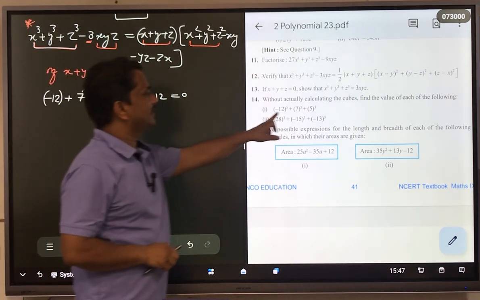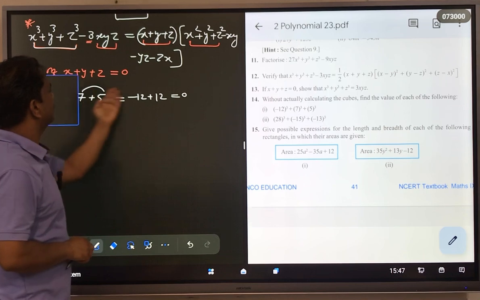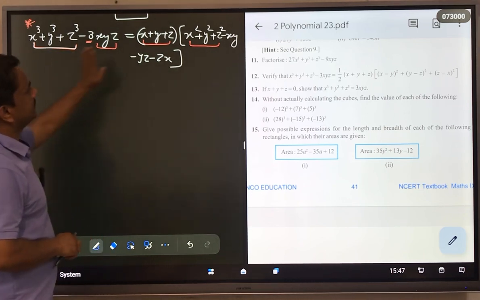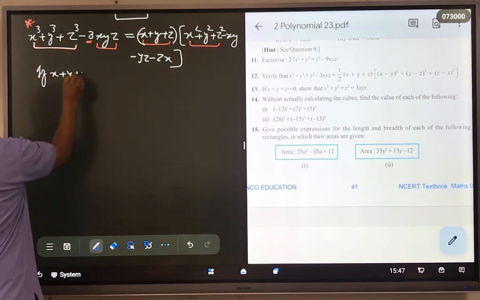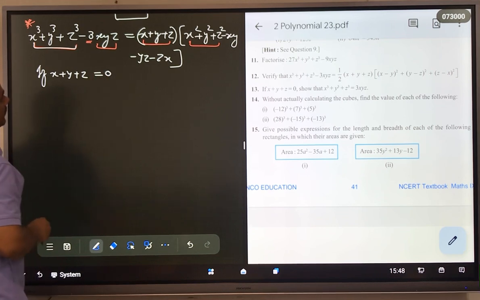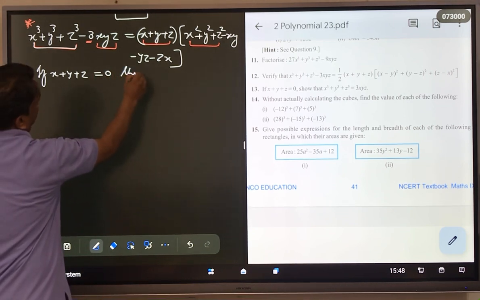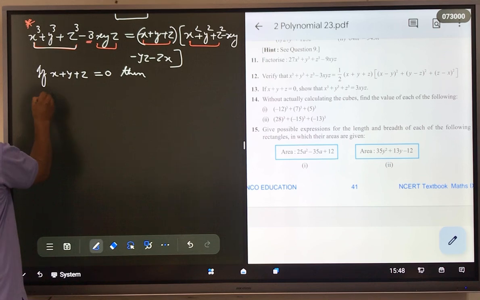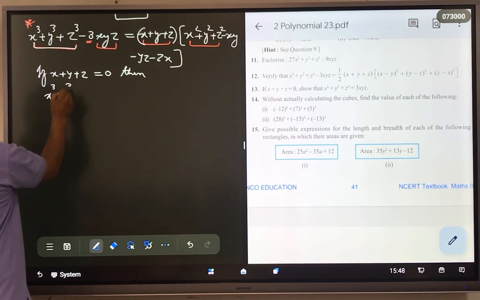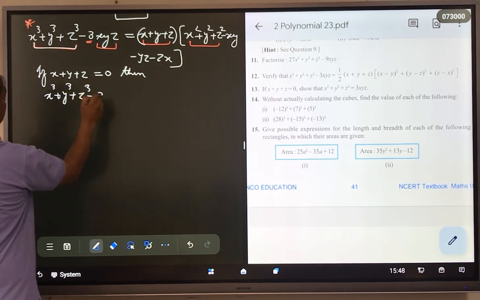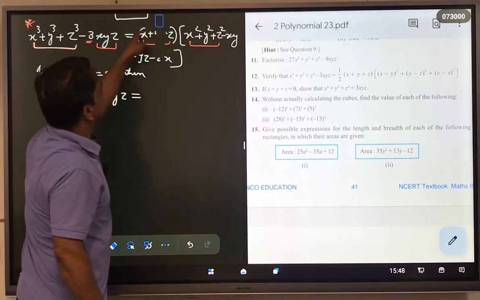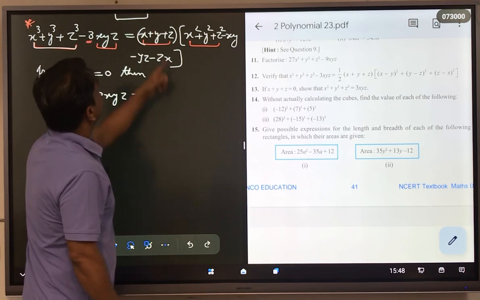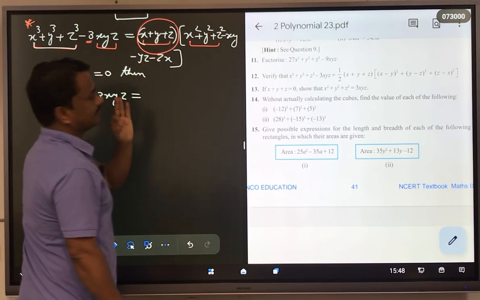What question is being asked here in that question number 14? What is question 14 saying? First I am telling that particular case. If x plus y plus z is equal to 0, then the specified case will be: x cube plus y cube plus z cube minus 3xyz, this entire expression will become 0.